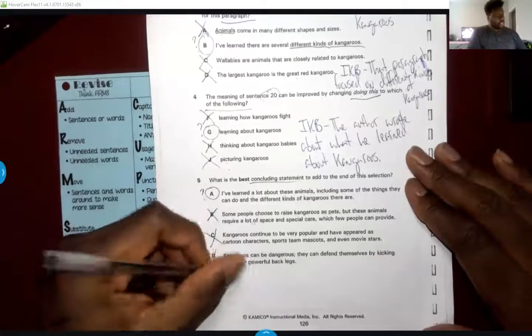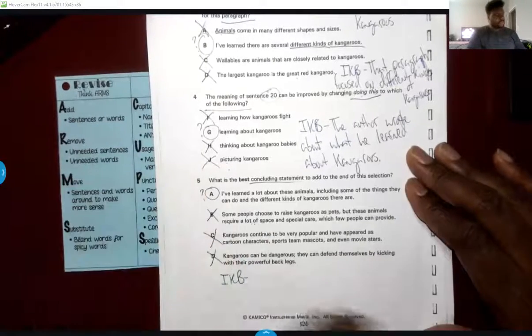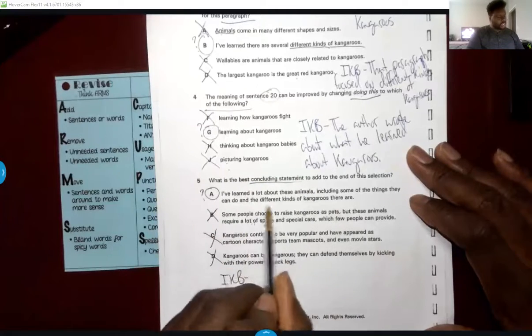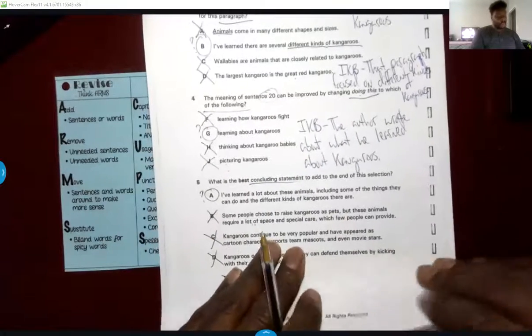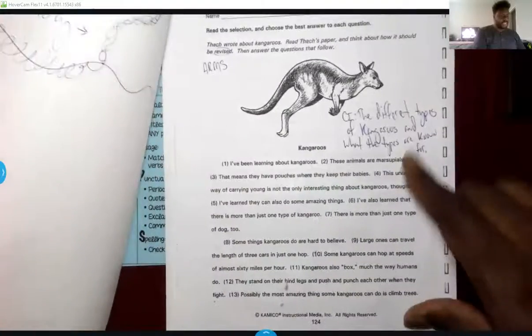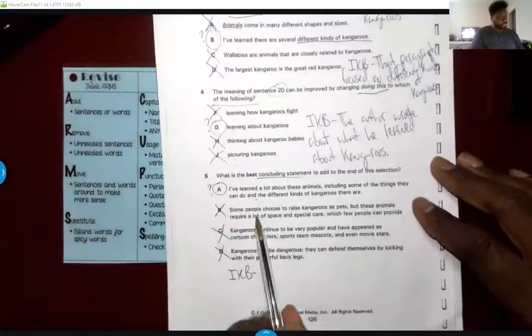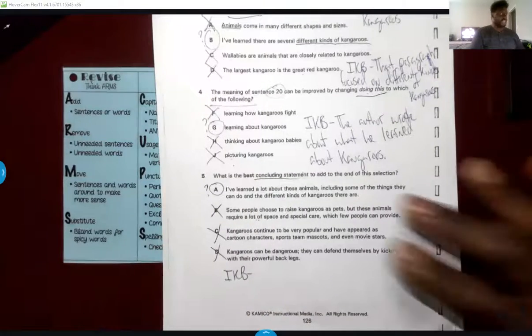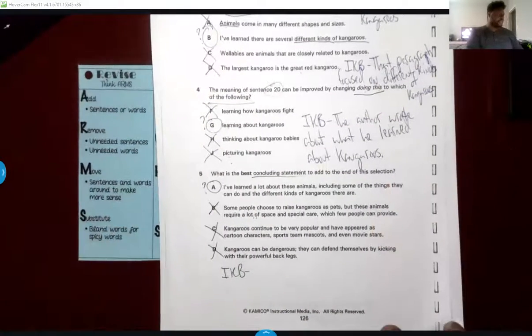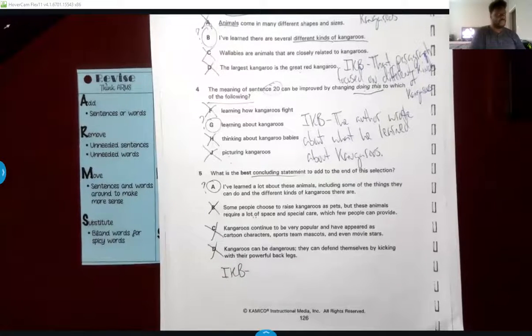So I think the only correct answer would be A, because it's summarizing him enjoying learning things and learning about what they could do and the different kinds of kangaroos. And if you wanted to check that, we could go back to our central idea, the different types of kangaroos and what they are known for, what they can do. Different kangaroos, what they can do. Same thing, all right? So what are we going to put for our IKB? I'm going to give you about 30 seconds. I have an idea for mine, but I want you to do yours first. What are you going to put for your IKB there?